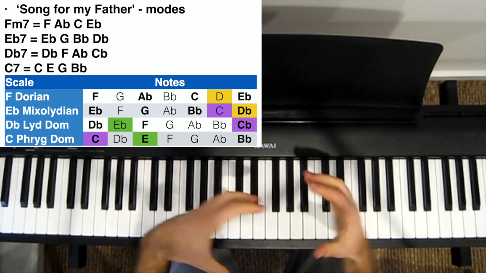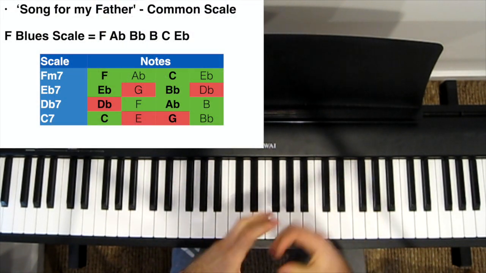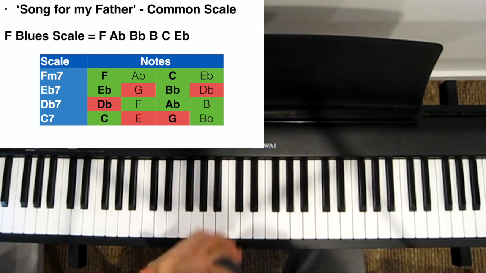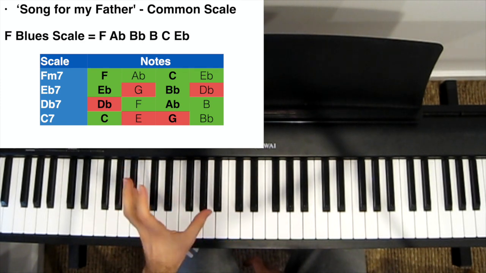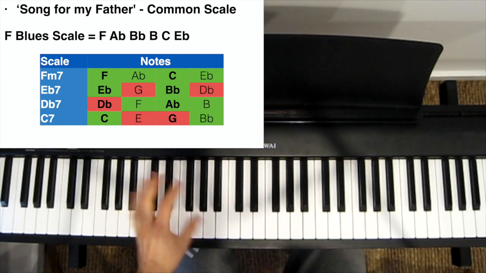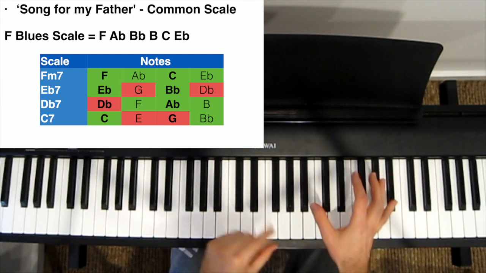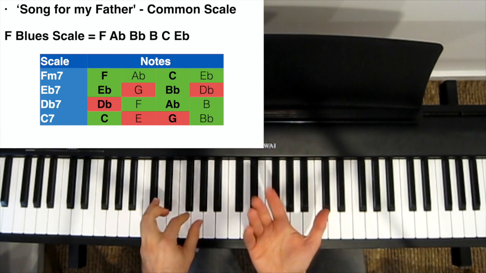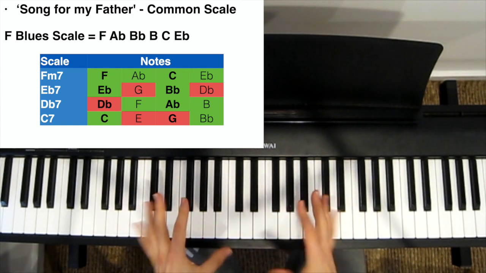So that's the mode approach to improvisation. The other approach I use is thinking in terms of keys or common scales. Now here you need to find one scale that more or less fits all the chords, which again just means that we want the scale to contain most of the chord tones from all the chords. So the ones I used were F blues, which fit okay.